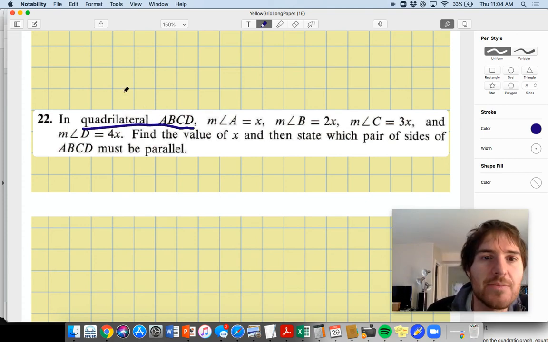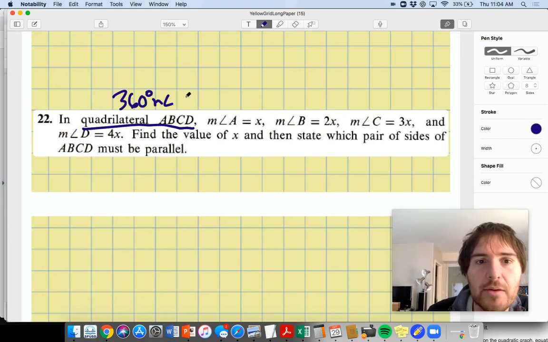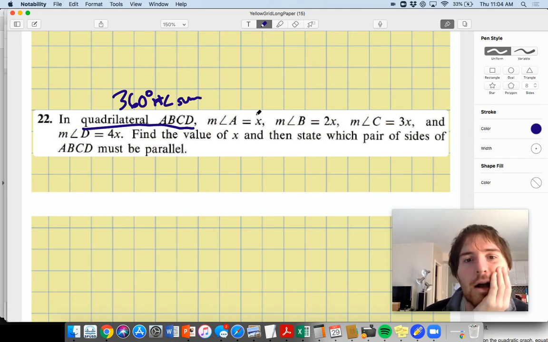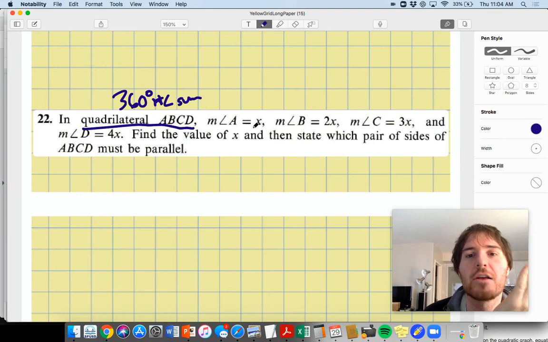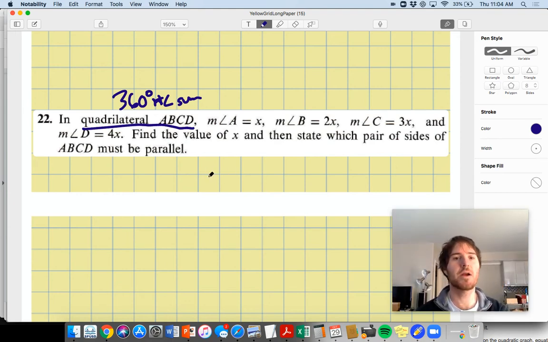So this says quadrilateral ABCD. We know that that's going to have 360 degrees interior angle sum, okay? I'm just writing that now. That might come in helpful later. Anyways, we have measure of angle A is x degrees. Measure of angle B is twice that, so it's 2x degrees. Measure of angle C is 3x, and measure of angle D is 4x. Find the value of x. And state which pair of sides of ABCD must be parallel, okay?